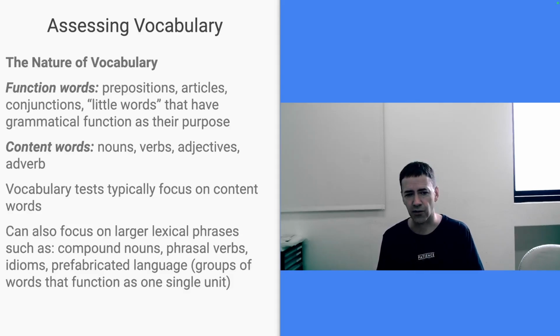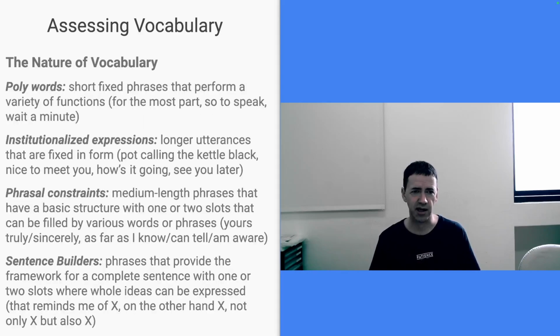Now, you can also focus on larger lexical phrases like compound nouns, phrasal verbs, idioms, or prefabricated language, which are groups of words that function as one single unit. So let me give you some examples of those. We have polywords. Those are short, fixed phrases that perform a variety of functions. For example, for the most part, so to speak, wait a minute. They're still considered one unit. So they could be tested in a vocabulary test.